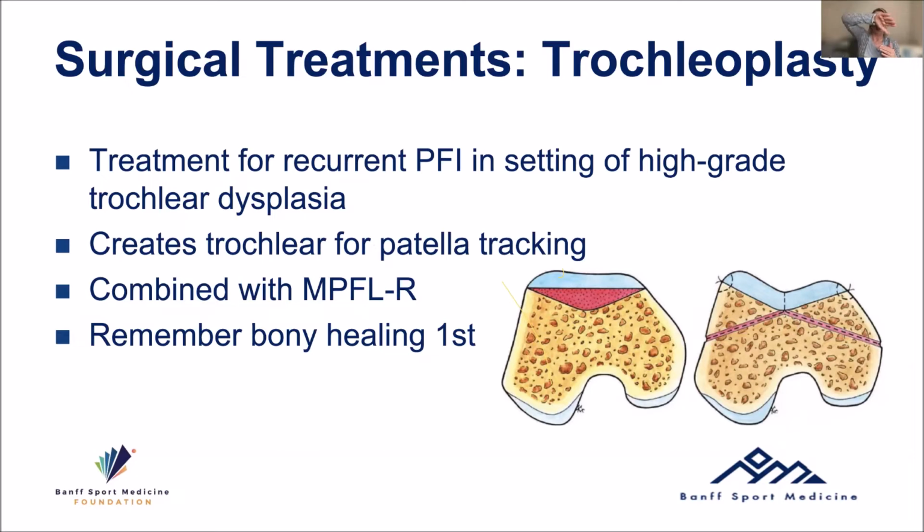We're lifting up a flap of bone and cartilage. We're digging out a groove, and then we're laying that cartilage back down. That sounds really horrendous, but again, this is an osteotomy. We're changing the anatomy to give good bony stability to recreate that groove, and it's a very, very powerful operation. So it's creating that new trochlea for the patella to track in.